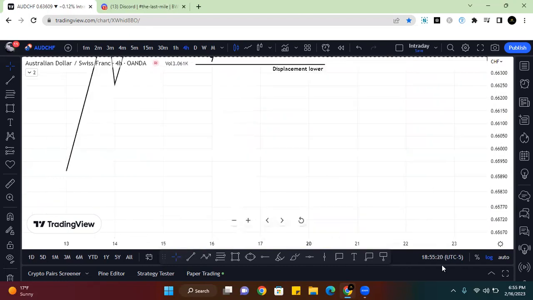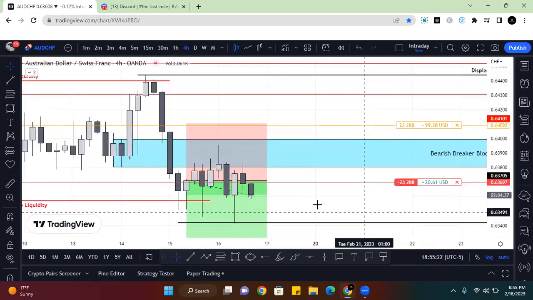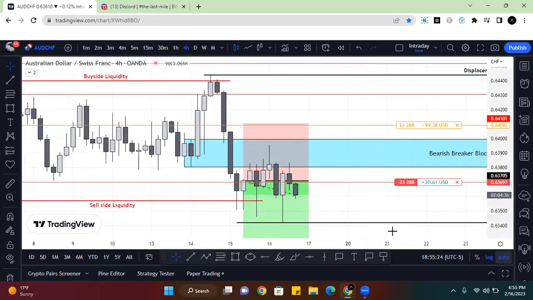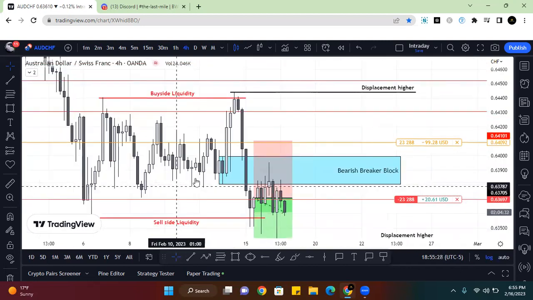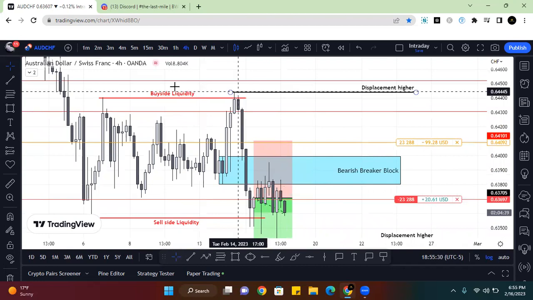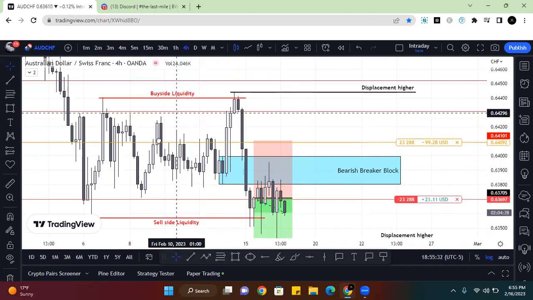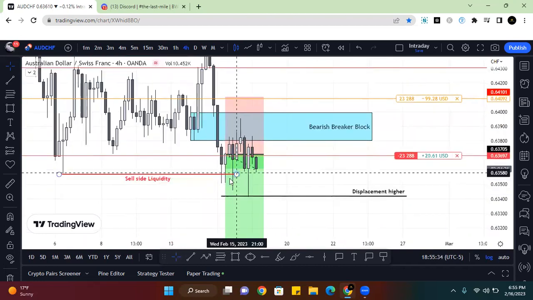So going back down to the example, now that you see the bearish breaker block example, what happened here? The exact same thing. This is the exact same setup I drew out. We had a displacement higher, buy side liquidity take, displacement lower, sell side liquidity take.